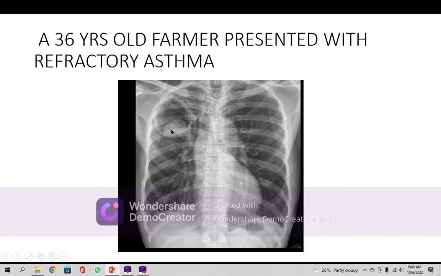And the hydatid cyst would not have calcification if it is so old, or cornification. HRCT, lateral views of the chest, and HRCT should be done in this patient.